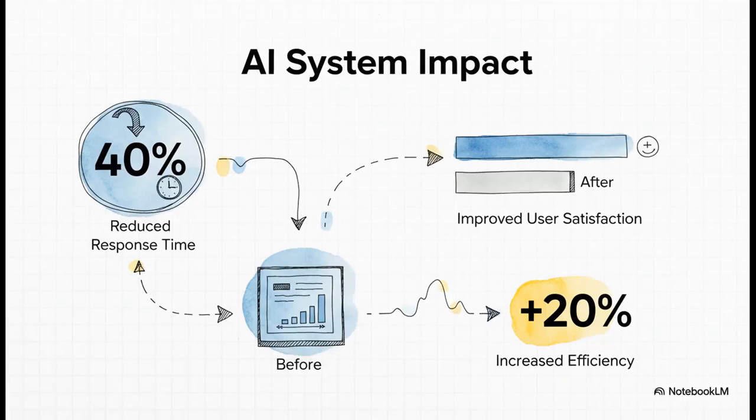And finally, infographics. These are your secret weapon for telling a story with data really quickly. Imagine you want to show the impact of a new AI system. You could combine some key stats like, say, a 40% drop in response time or a 20% jump in efficiency with some simple icons. It's powerful, it's persuasive, and it's super easy to share.